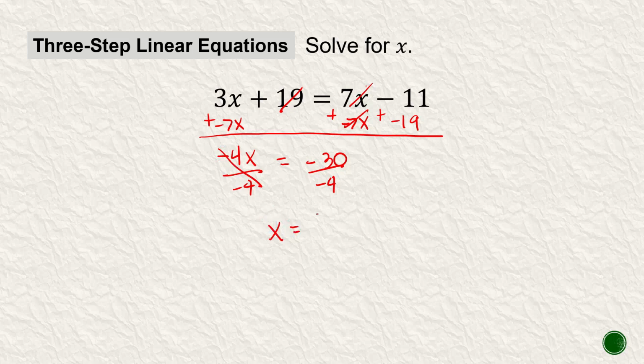So x equals positive 30 over 4, and I believe we can still simplify that because both the numerator and the denominator are divisible by 2. That's the GCF, by the way. So 30 divided by 2 is 15. 4 divided by 2 is equal to 2. So 15 over 2 is the final answer.